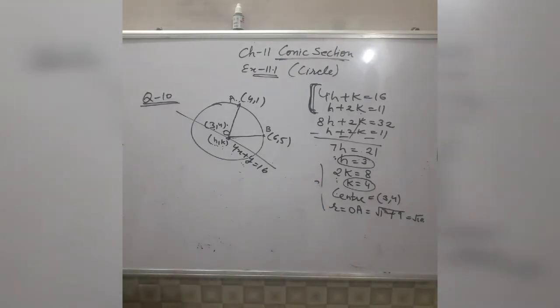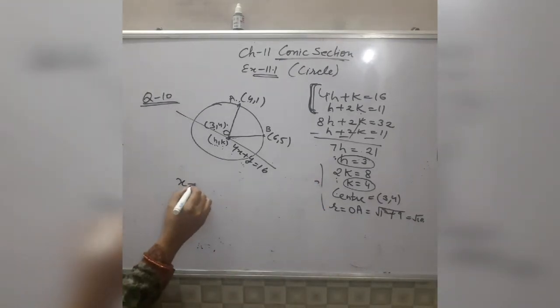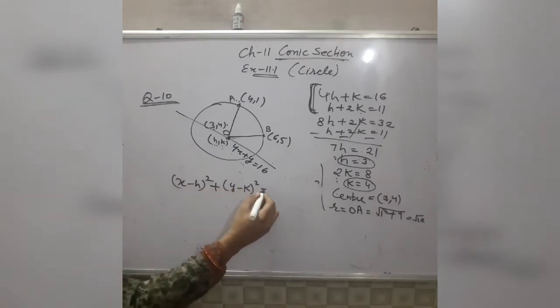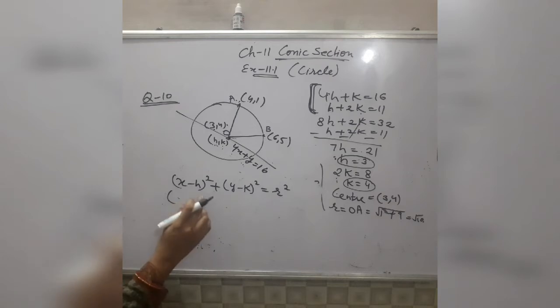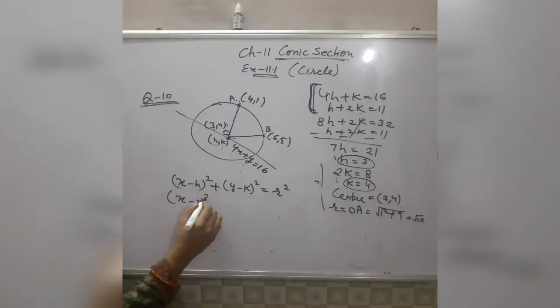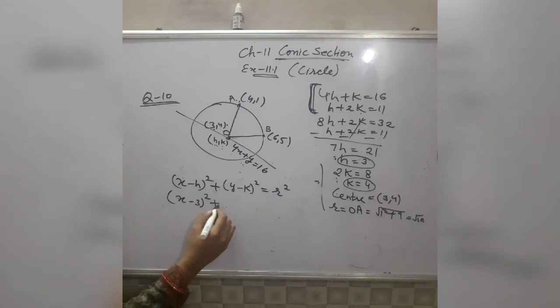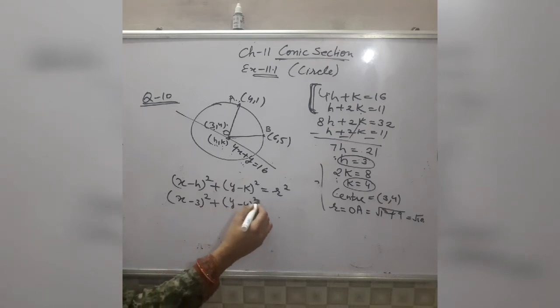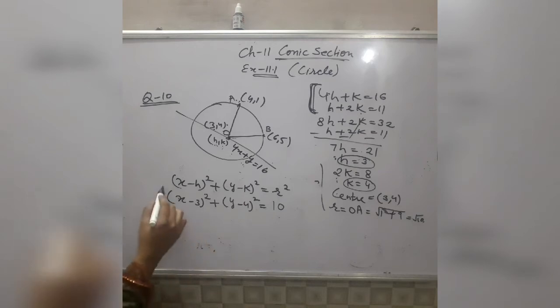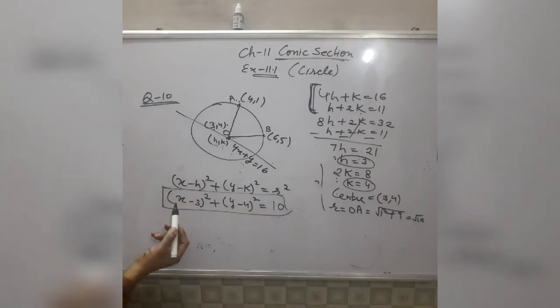And after finding the center and radius, all of you know that the equation of a circle is (x minus h) whole square plus (y minus k) whole square is equal to r square. So put here the values of h, k and r. h is 3, so (x minus 3) whole square plus (y minus 4) whole square, and r is root 10, the square of root 10 is 10. So you can give the answer in this form. Otherwise, use the identity of (a minus b) whole square and you will get the answer in another form. So this is the equation of a circle.